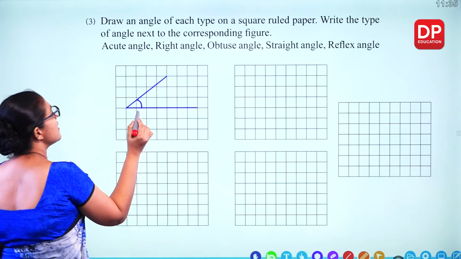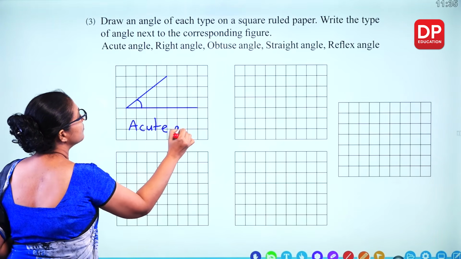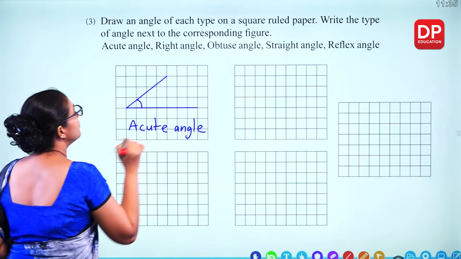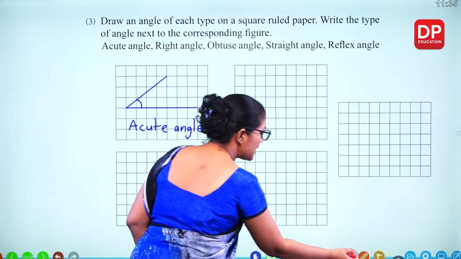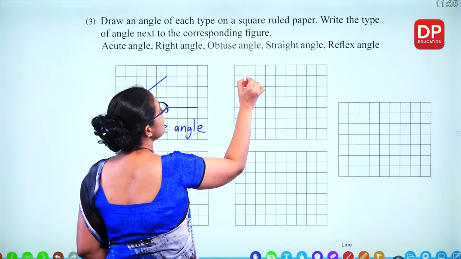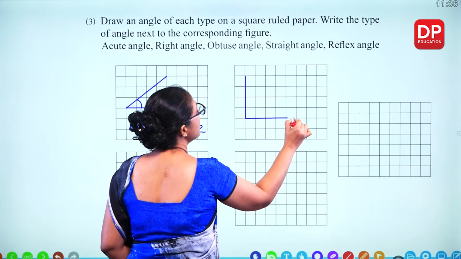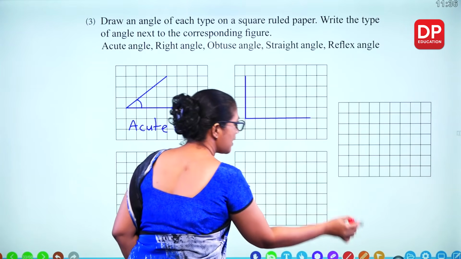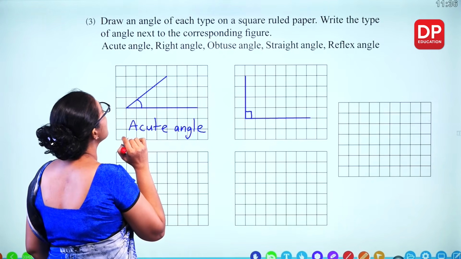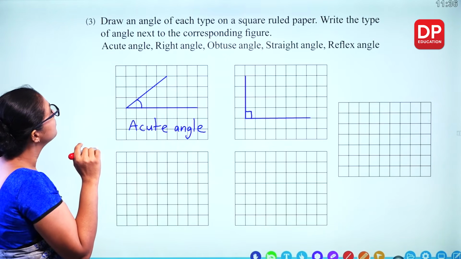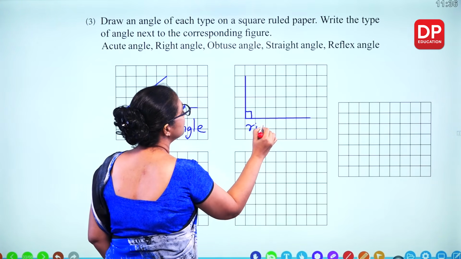This angle is acute. Less than 90. Right angle, that means 90 degrees. So I can draw a line here and a line here. 90 degrees, something like that. So you can mark this angle like this. That's a 90-degree angle. So right angle.